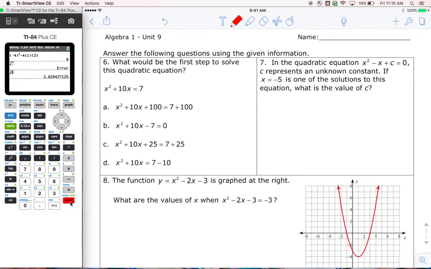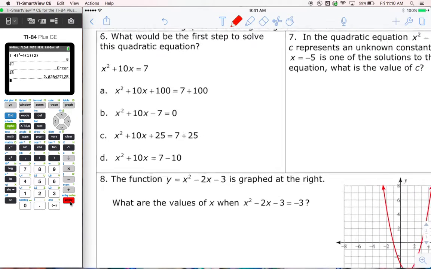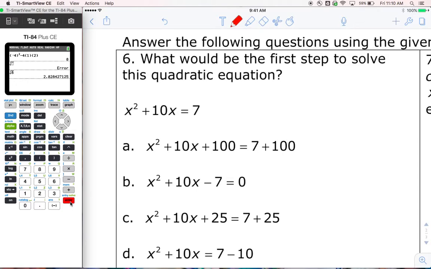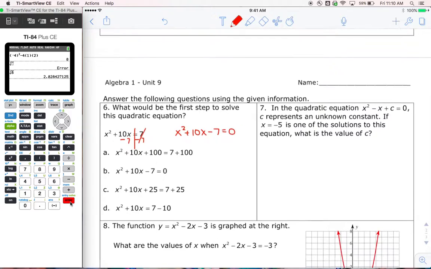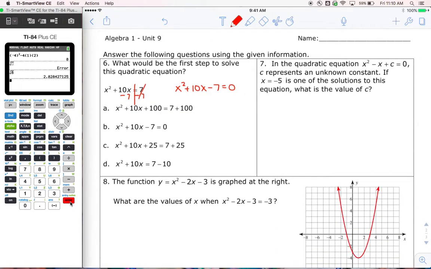Next question, question number 6. What would be the first step to solve this quadratic equation? Well, it needs to be equal to 0, so we're going to get it equal to 0 by subtracting 7 from both sides. Now, I cannot add it to either of these. They're not like terms, so I end up with x squared plus 10x, and then that minus 7 just goes on the end. But now I have it equal to 0. That looks like option B.